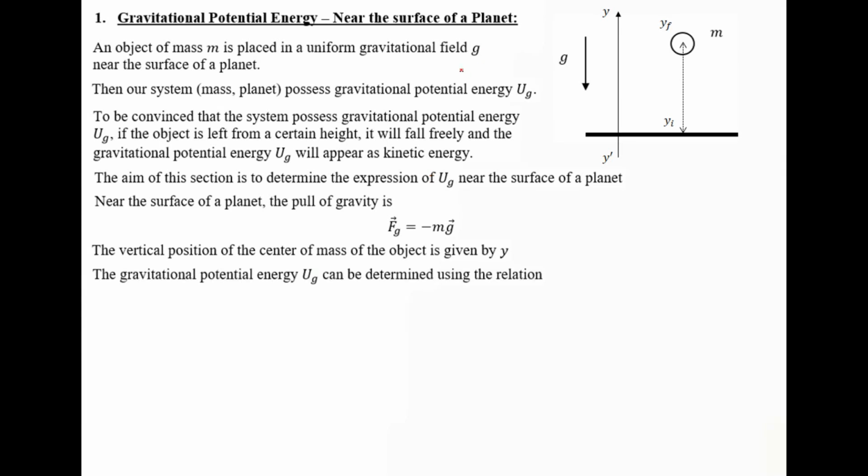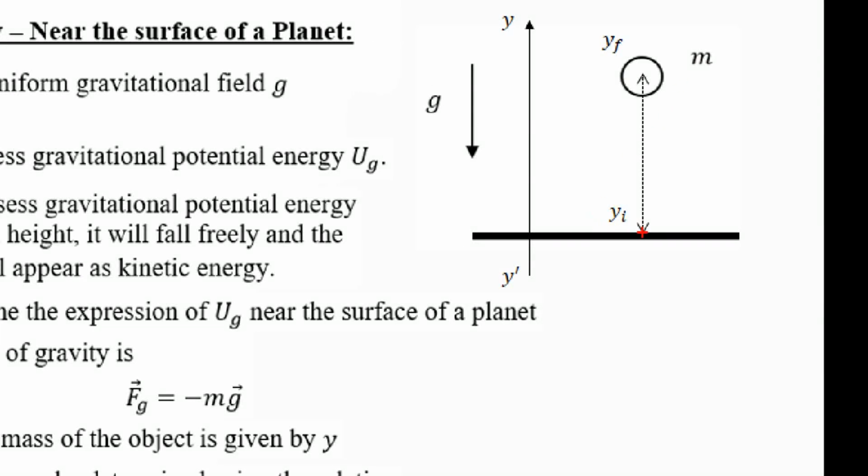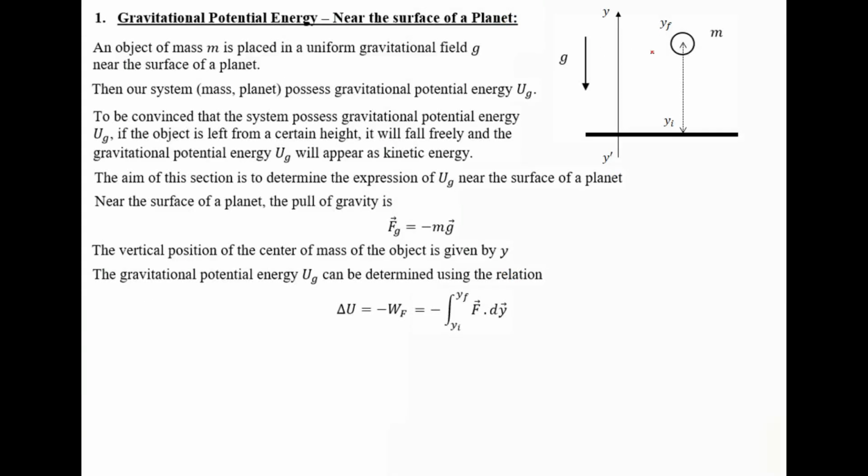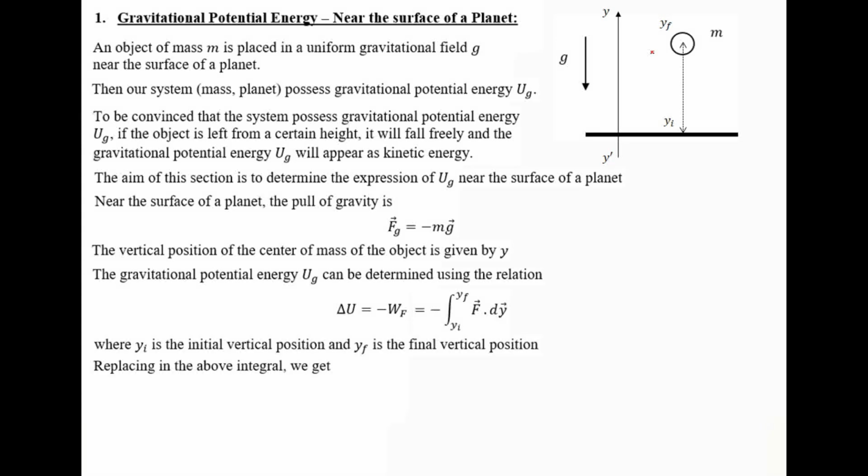The gravitational potential energy U_G can be determined using this relation: delta U is minus W_F. So here we're trying to find the expression of U_G, which is minus the integral from y_i to y_f of F dot dy. Here we're assuming that the initial position of the ball is the ground, and we have lifted the ball to a final position given by y_f, where y_i is the initial vertical position and y_f is the final vertical position.